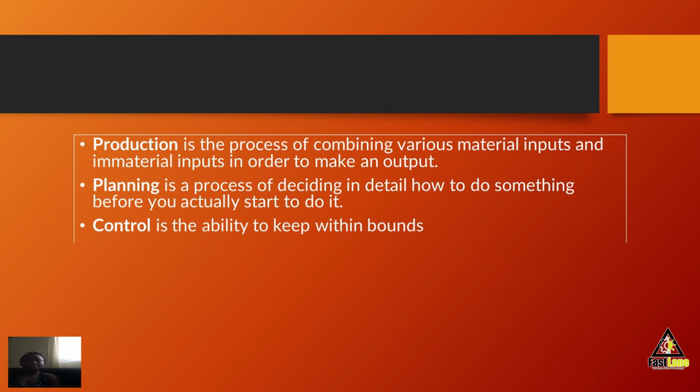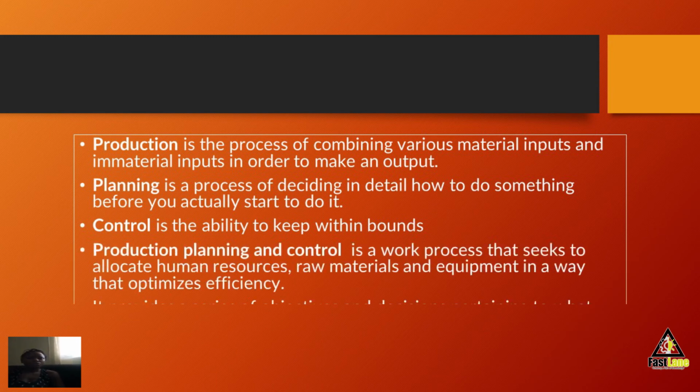Then what is control? Control is the ability to keep within bounds. Your production has to be controlled to maximize efficiency. Now, after knowing all that, you can now define production planning and control.